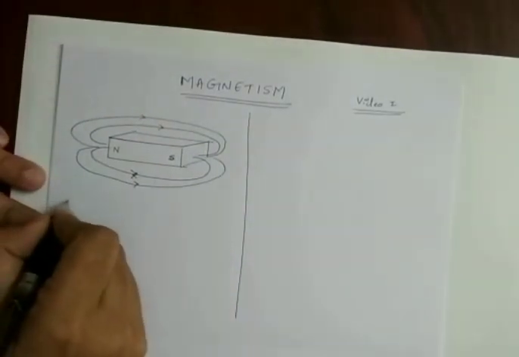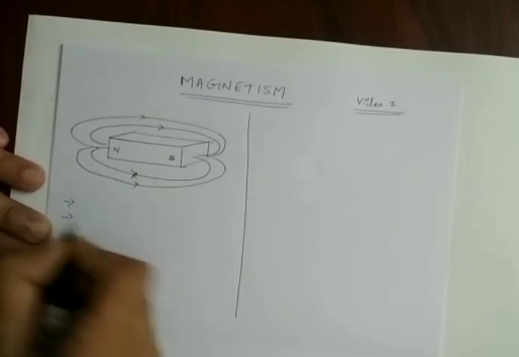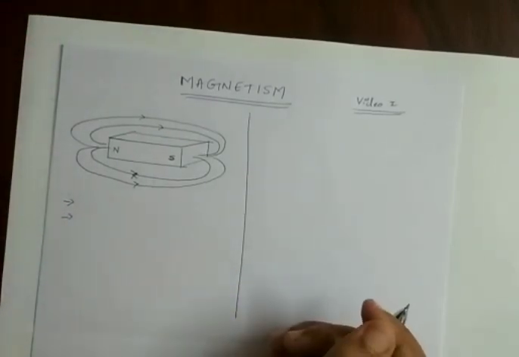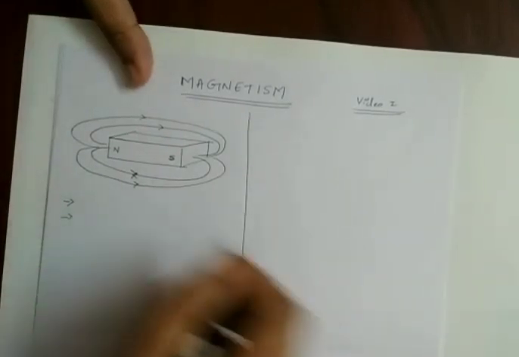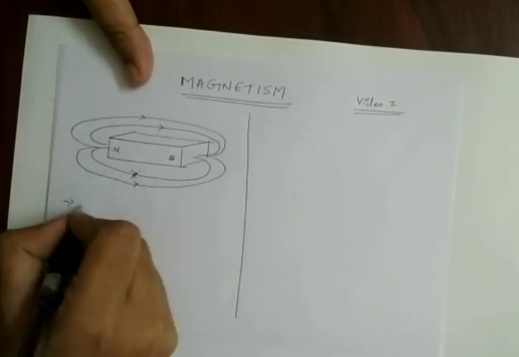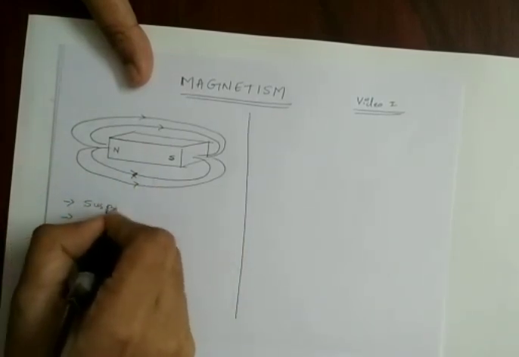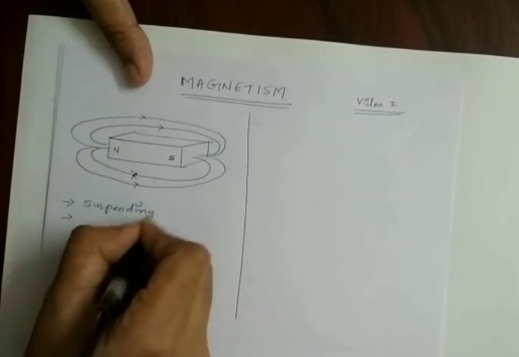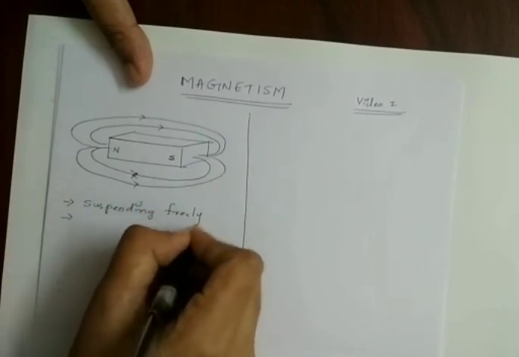Some of the properties are given in your textbook. This is just an introductory video to magnetism. One of the properties: when you suspend a bar magnet freely. What do we mean by suspending freely?